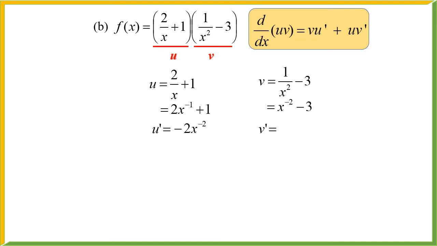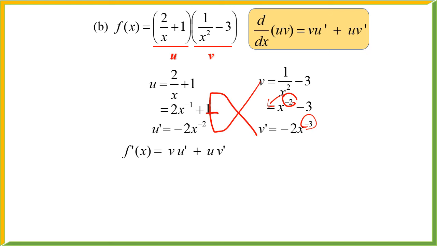So v prime is equal to negative 2 of x to the power of negative 2 minus 1, which is equal to negative 3, plus 0. Now applying the product rule, we have vu prime minus uv prime.